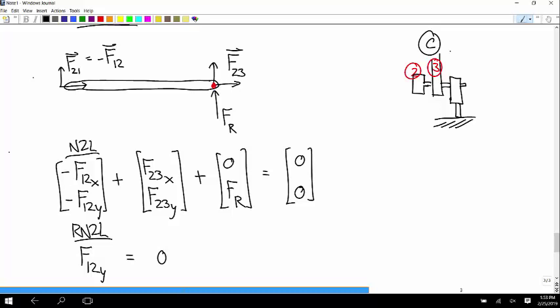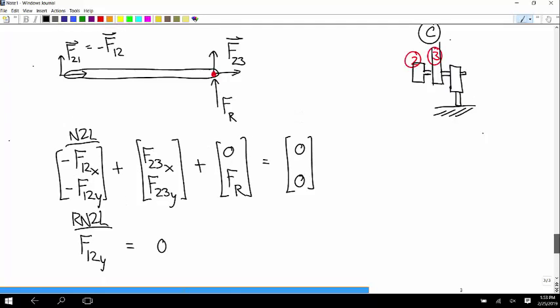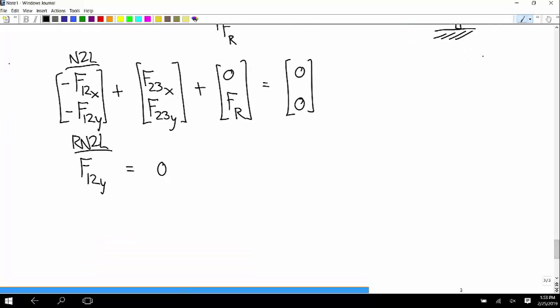Okay, can we solve this yet? Now we have 6 equations, but we got 3 more variables. So now we have 9 variables, 6 equations. So we're going to have to isolate the last body too. I'll do that next time.